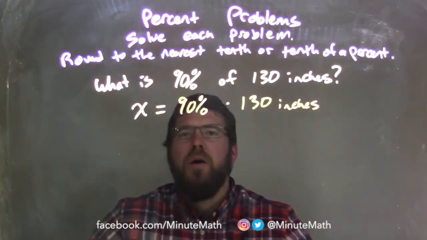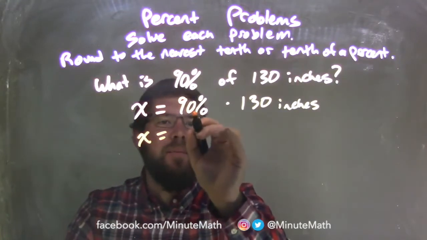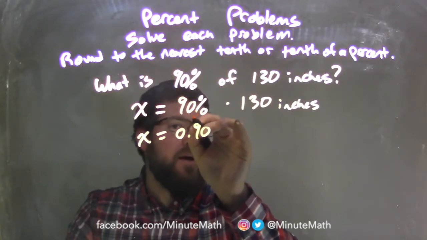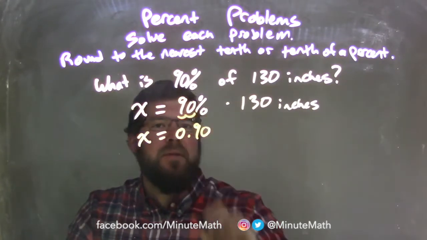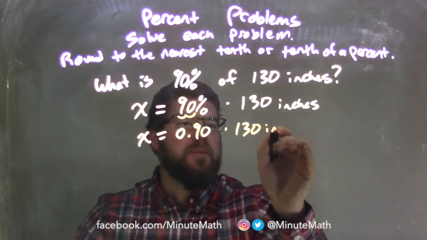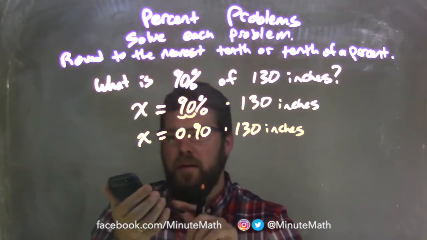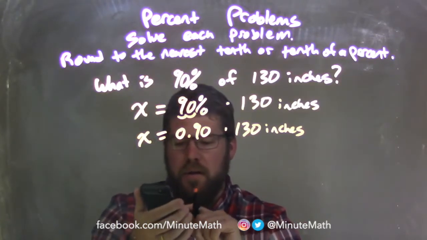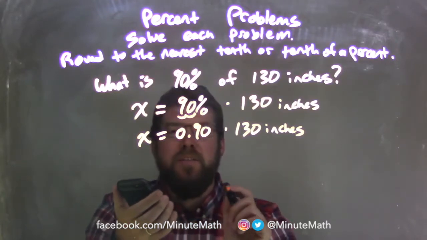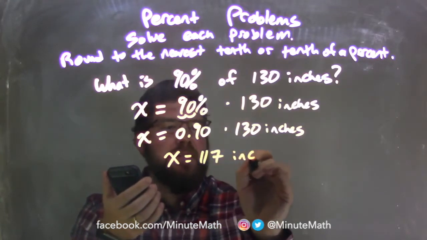Well, let's convert that 90% to a decimal. So x equals 90% as a decimal, which is just 0.90. We move that decimal over 2 units to the left. And so we have 0.90 times 130 inches. I'm going to leave my units there. It's okay. So now what's 0.9 times 130? That leaves me with 117. So x is equal to 117 inches.